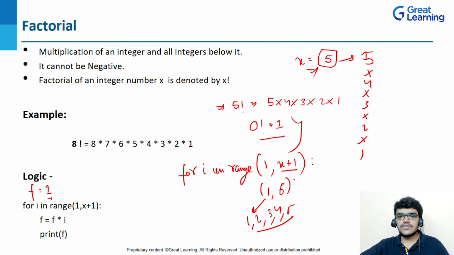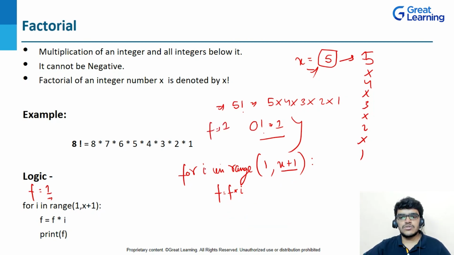Now inside this for loop, I'll write f is equal to f into i. Now what will happen? Initially my f is initialized to 1. As I know that this is a loop, it will contain the values from 1 to 5, right? So what will happen the first time? f is equal to f into i. My f value is 1 and for the first iteration the i value will be 1. So my f is equal to 1, right? For i equal to 1, my f is equal to 1.